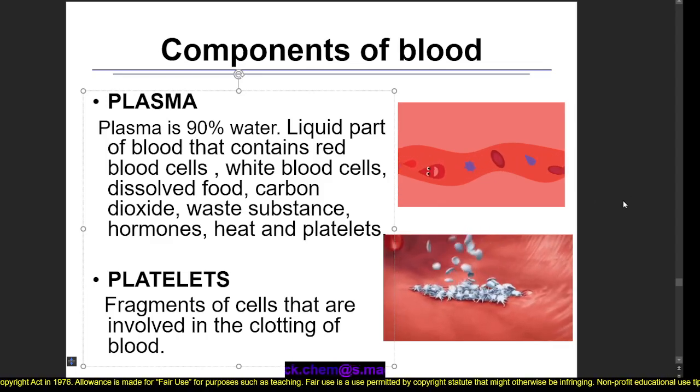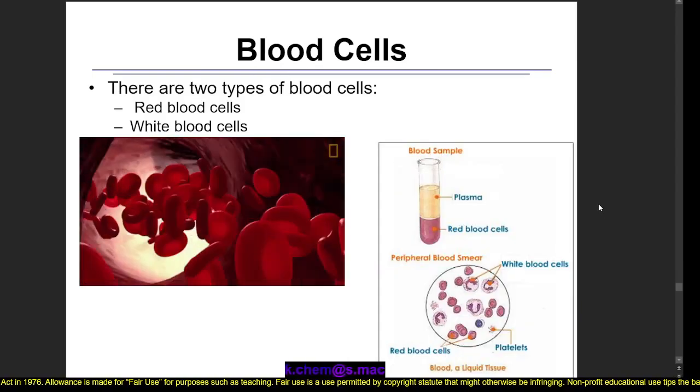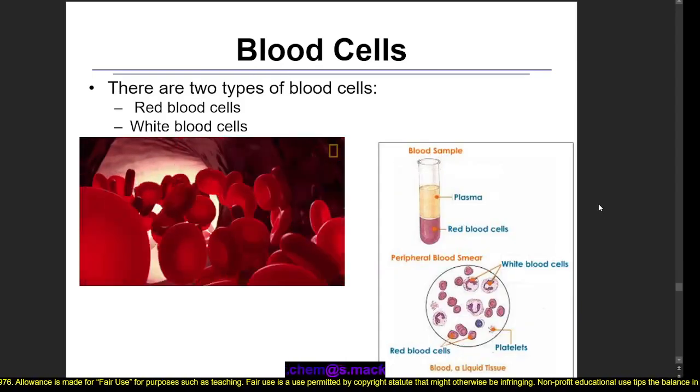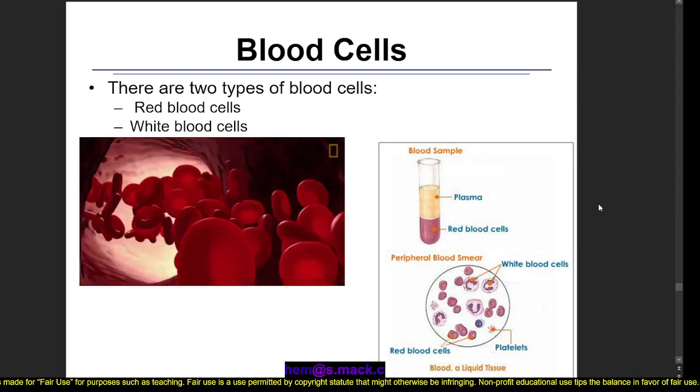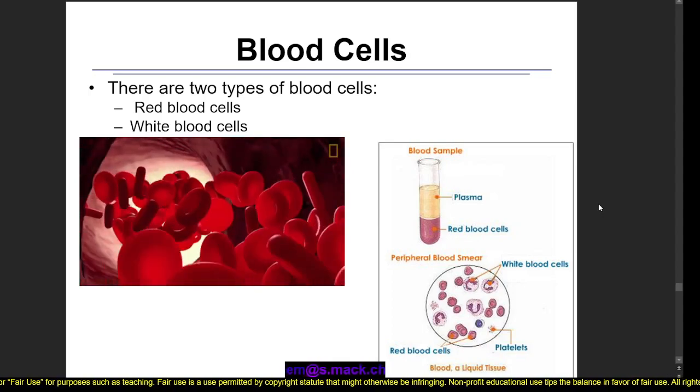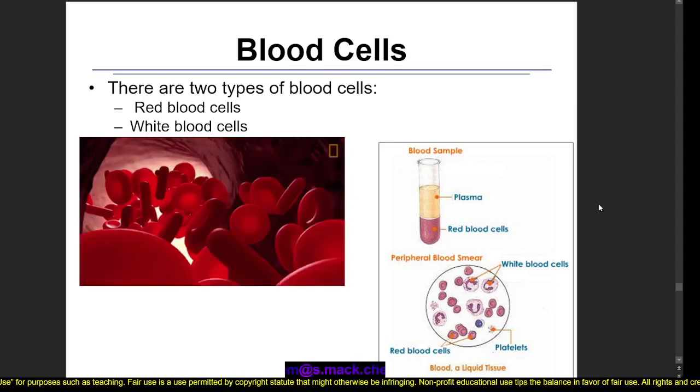Let's move on to looking at the two types of blood cells. So just to reiterate, there are two types of blood cells. One is called red blood cells. The other is called white blood cells.